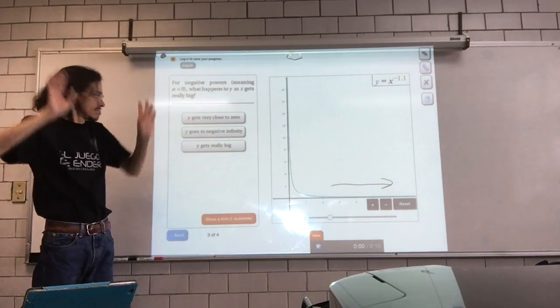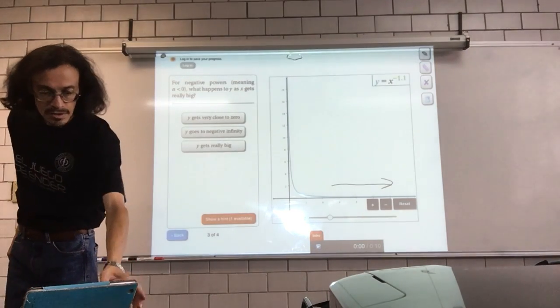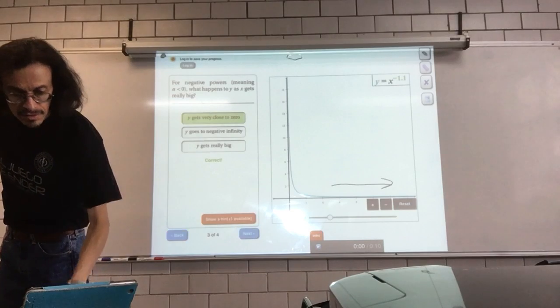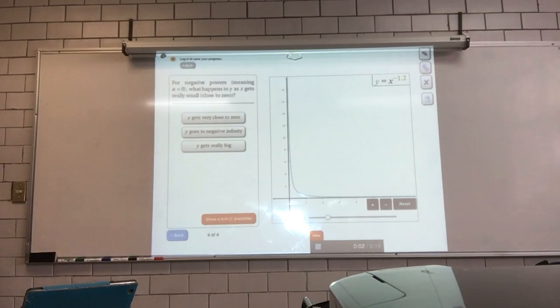Bueno, tiende a cero. Goes to zero. Okay, so let's look at these negative values of a. What happens as x gets really close to zero, but stays positive? So we're looking at values of x that are closer and closer to zero on the positive side. What happens to the function?